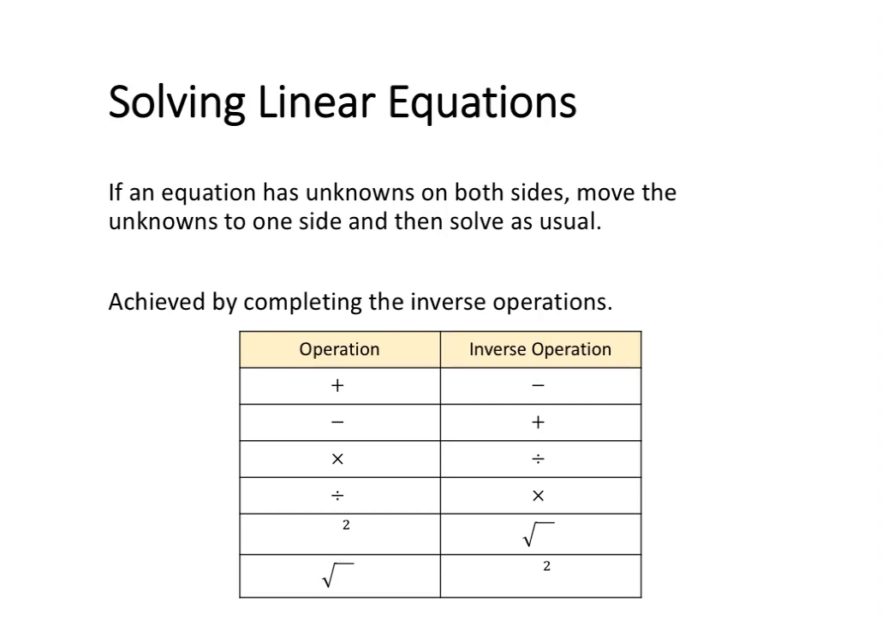Now, our inverse operations: when we're adding, the inverse is subtracting. When we are subtracting, the inverse is adding. When we are multiplying, the inverse is dividing. When we're dividing, the inverse is multiplying. When we're squaring a number, the inverse is square rooting it. And when we're square rooting a number, the inverse is squaring. So let's have a look at some examples of linear equations with unknown variables on both sides.